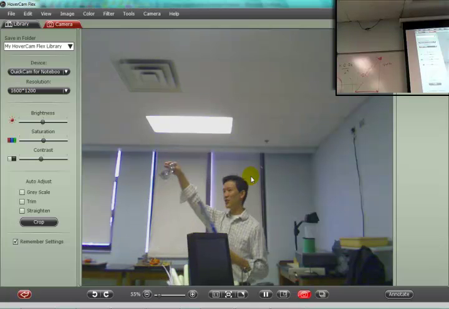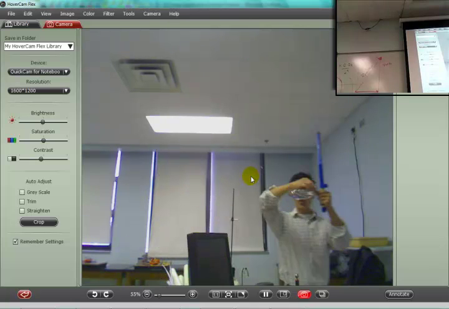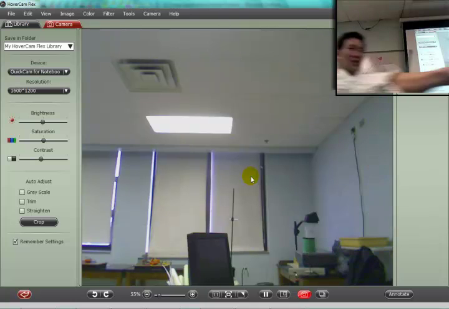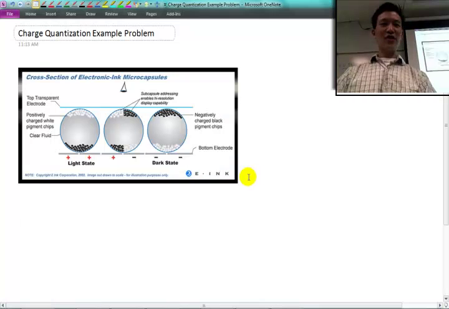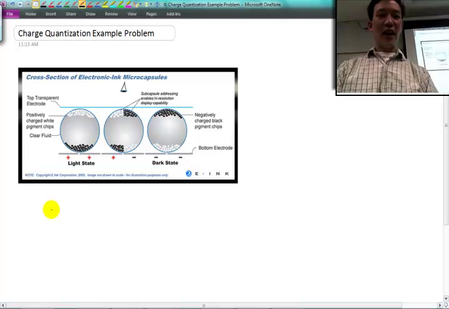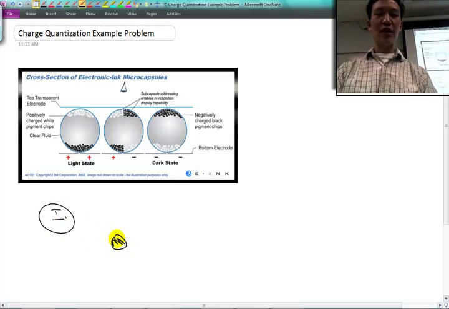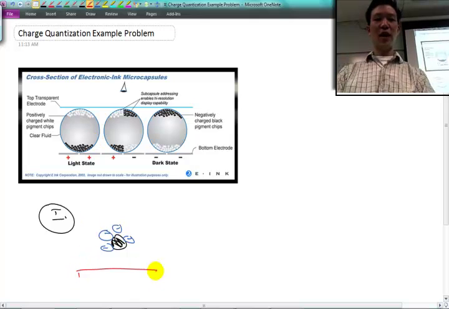So that's what we're going to do. We're going to do a really quick, simple math problem here. Here's your sample problem. I want to get a piece of electric ink to stick to the screen. So what I'm going to do is charge the ink up negative, and I'm going to charge the bottom plate of my Amazon Kindle or whatever positive.